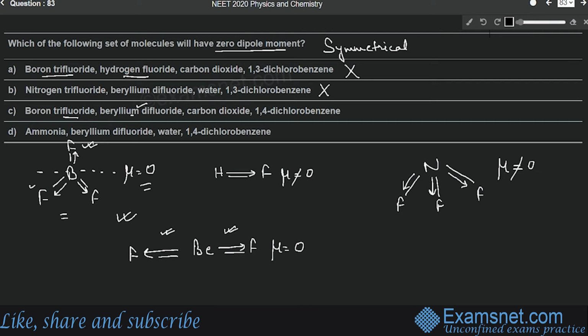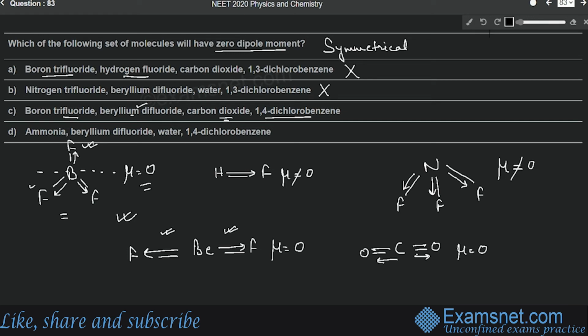Now the third one is carbon dioxide. Again this is a linear molecule, carbon this side, double bond O, double bond O. So this is also symmetrical, you can see. Oxygen is more electronegative, so the direction will be like this. Again symmetrical and cancellation of dipole moment, so dipole moment will be 0.